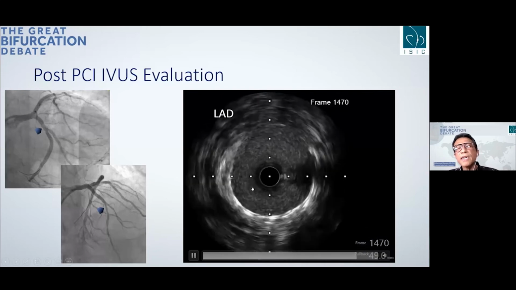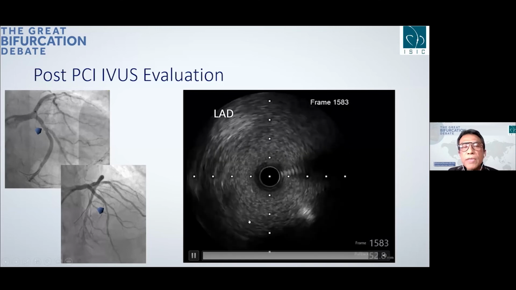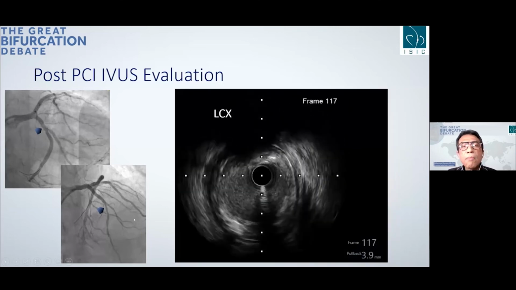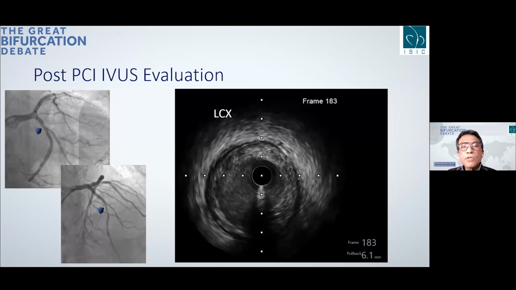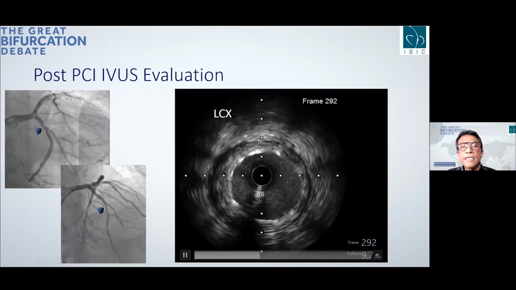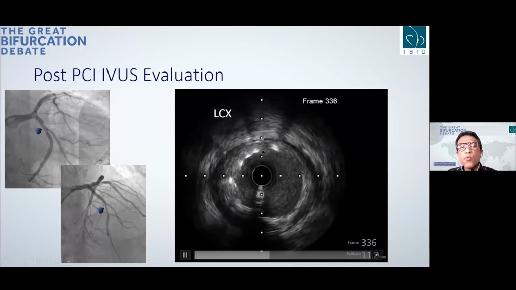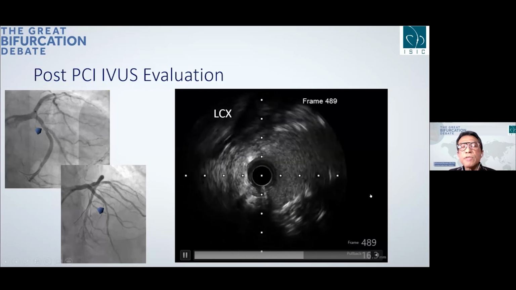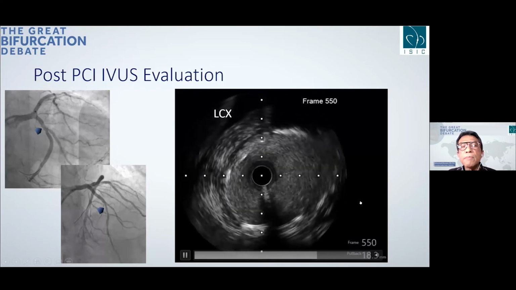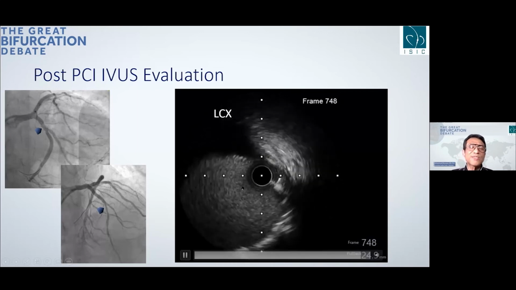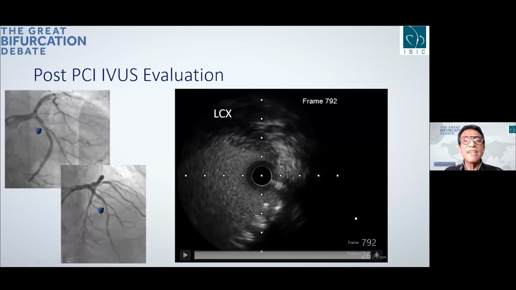Yes, this is for the left main to LAD. Quite a big vessel. And you see here, no edge dissection. Even though it is not well expanded, I think its position is very good. Do you still see any thrombus? No, I don't see any thrombus here.